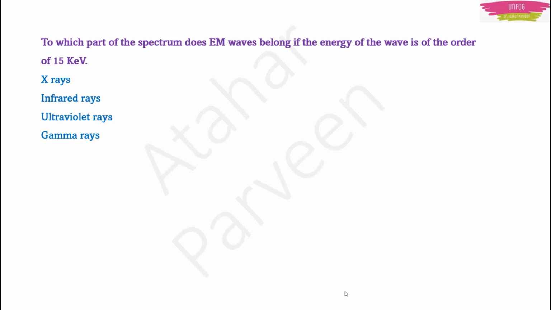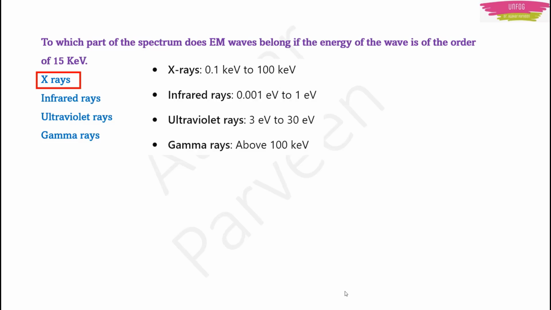Next question, to which part of the spectrum do electromagnetic waves belong if the energy of the wave is of the order of 15 keV? Actually this 15 keV means it is for X-rays. Here you can actually find the value of energy using the formula E is equal to h nu. The frequency nu is inversely proportional to wavelength, right? So if you know the value of frequency, you can find it out, but there you will have to include the speed of light, which is 3 into 10 to the power 8.